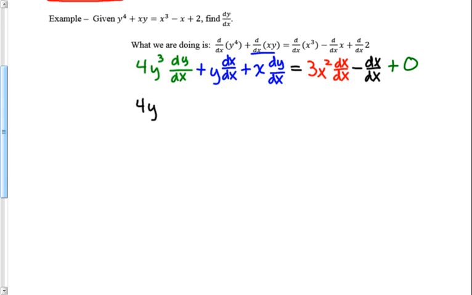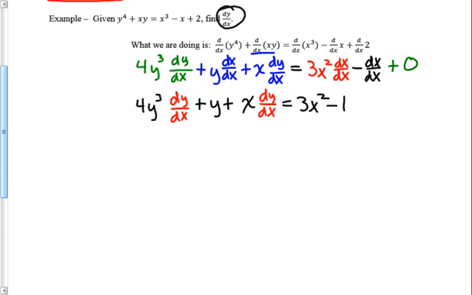So I have 4y cubed dy/dx, and actually I'm going to write all my dy/dx's in a different color just to make it easier. dy/dx plus y plus x dy/dx equals 3x squared minus 1.